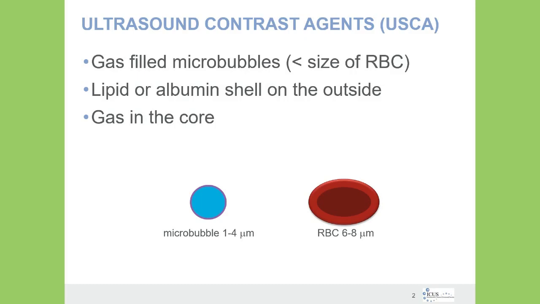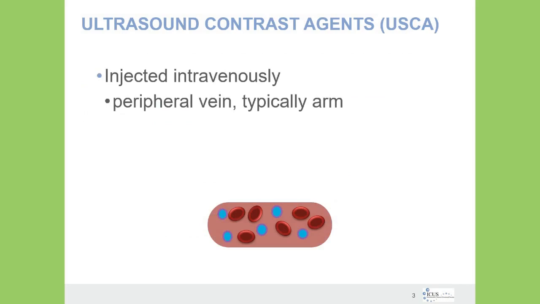However, the reason that ultrasound contrast agents are effective is because the microbubble is smaller than the red blood cell. Therefore, the bubbles do not get trapped in pulmonary circulation, they do not aggregate, and there is no risk to the patient. These contrast agents are injected intravenously in a peripheral vein, typically a vein in the antecubital space or elsewhere in the arm. However, we can use veins in hands and feet. We can also use an indwelling IV if one exists.